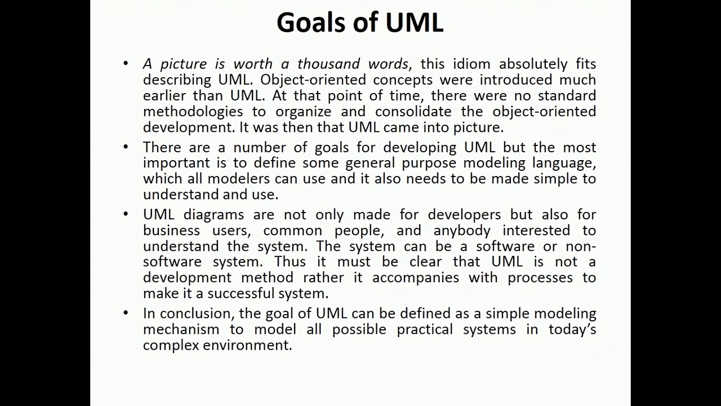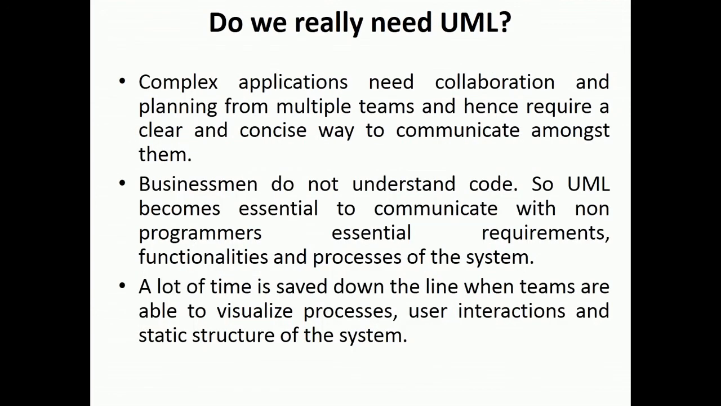Interaction diagrams describe behavior as a sequence of messages exchanged among a set of objects, whereas state machine diagrams describe behavior in terms of states of an individual object and the possible transitions between states. And activity diagrams describe behavior in terms of control flow and data flow. So the next point is, do we really need UML?